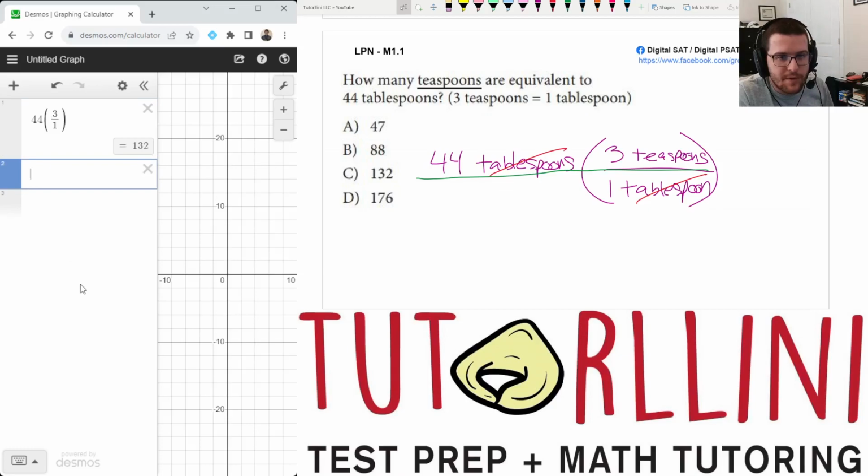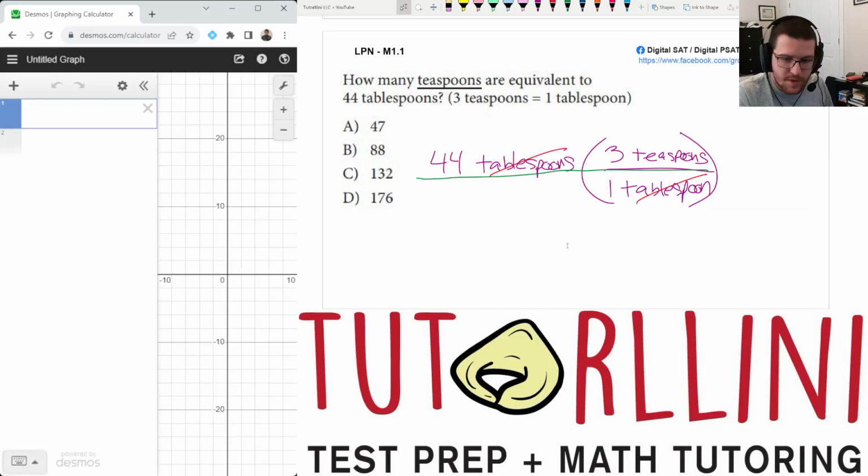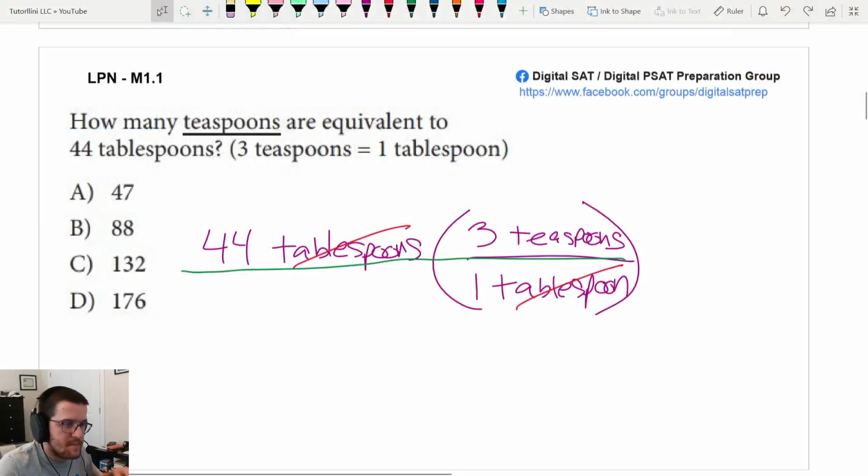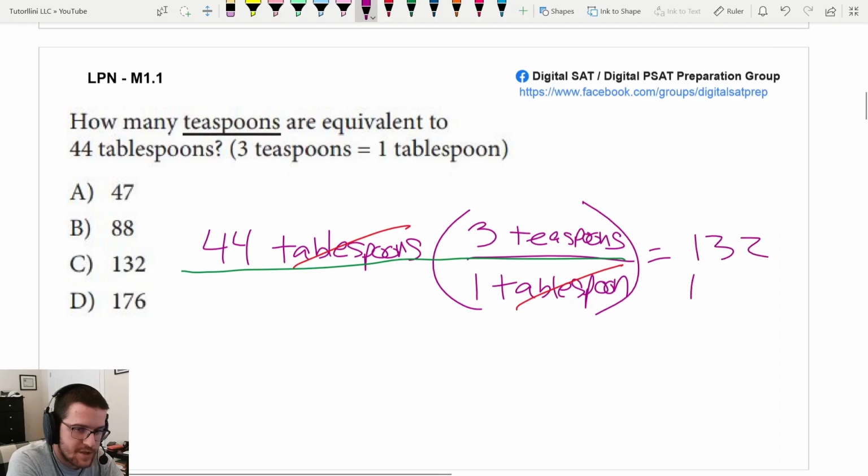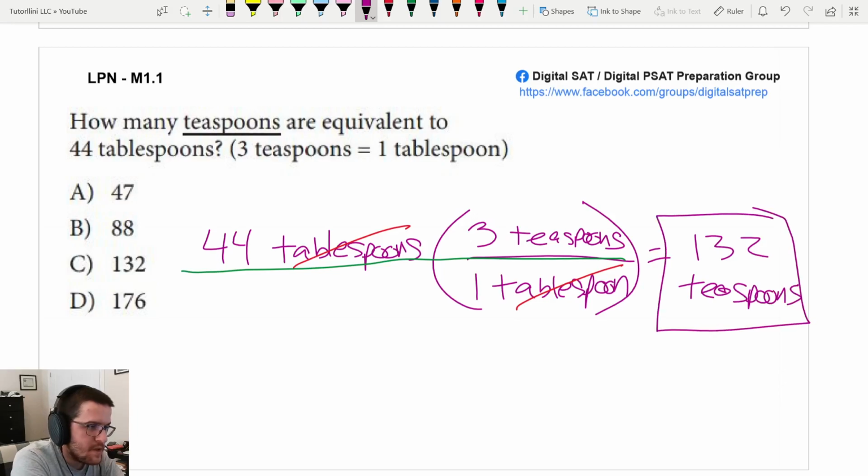So I'm going to do 44 times 3 divided by 1, and that gives me 132. So let's come back over here. So that is 132 teaspoons, which is answer choice C, and that is the correct answer. Great.